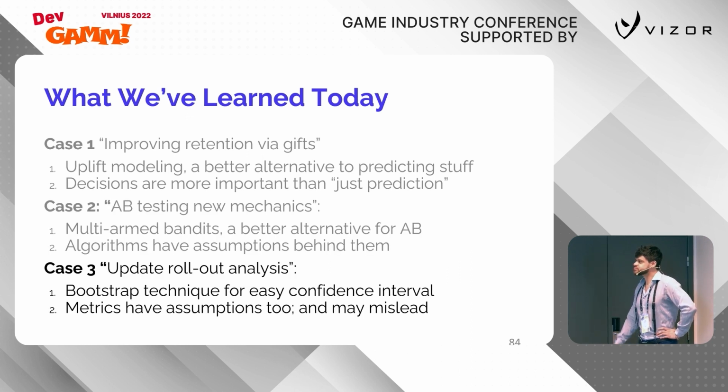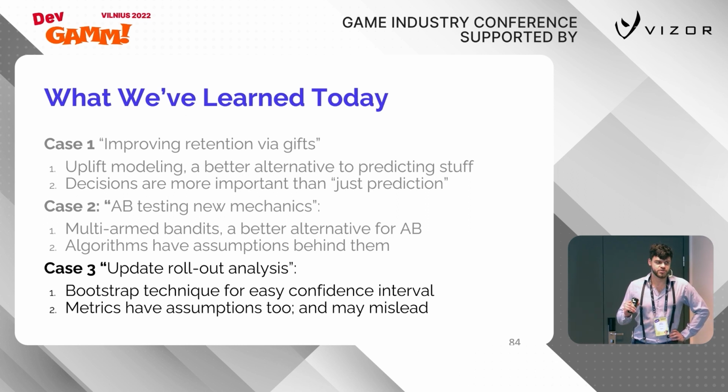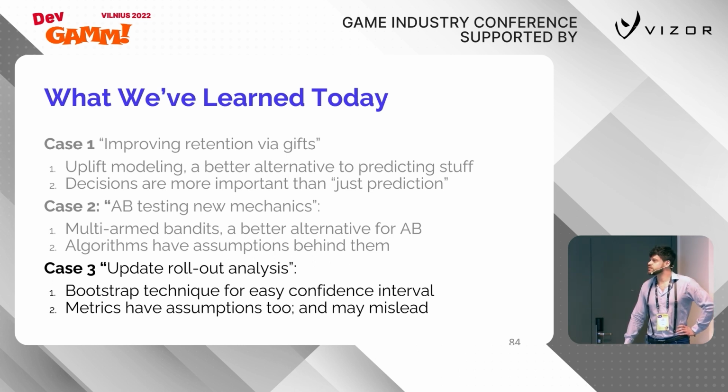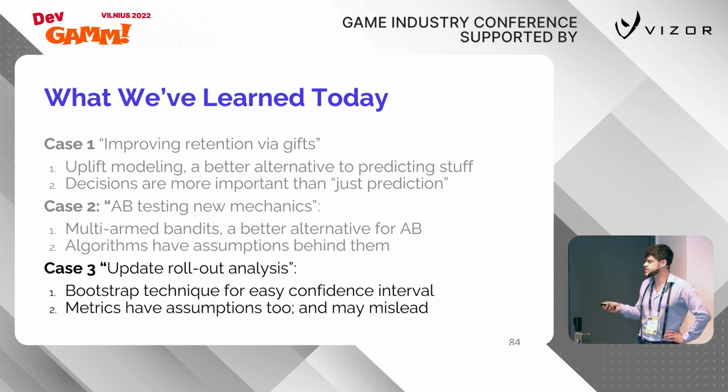Okay. So to sum up, what we've learned today. First of all, belief modeling, a better alternative to just predicting things. Second, we have learned multi-armed bandits, a better alternative to running A/B tests. And third, we almost learned the bootstrap technique for confidence intervals.